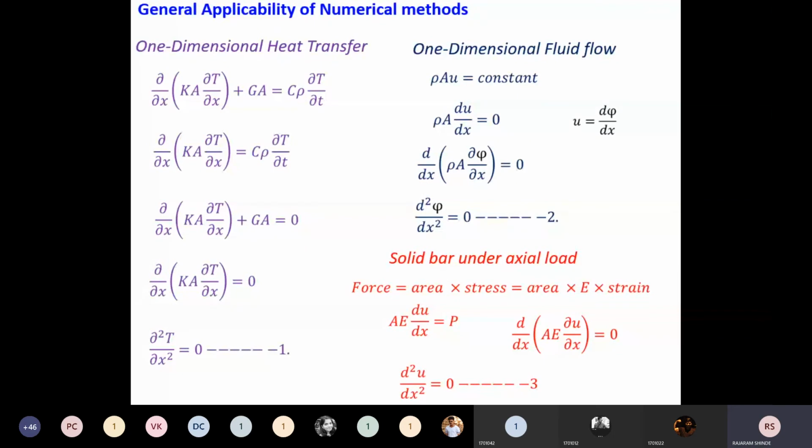If you develop a general program for solving these equations, then with the help of that same program, we can solve problems in 3 disciplines. That means if I write one program, or use one numerical method for this thermal problem, that same program, same numerical method I can use for the fluid problem, and the same program, same numerical method I can use for the structural problem. That is known as the general applicability of the numerical method.